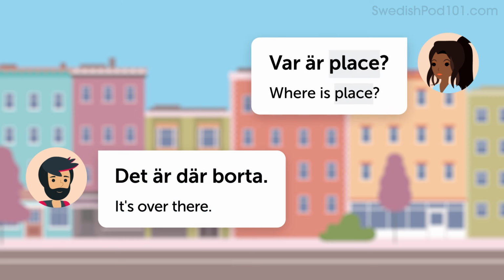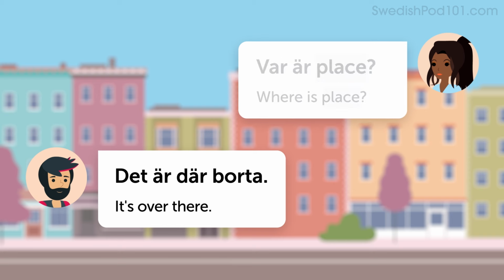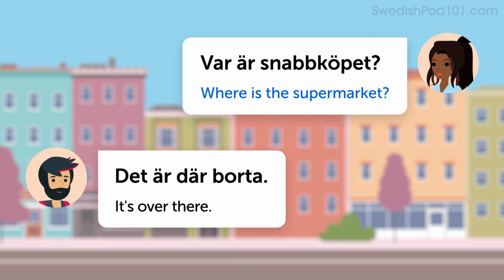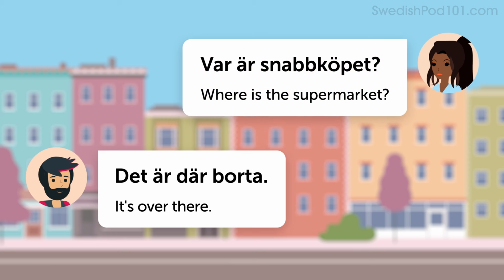First of all, you'll need to learn how to say, where is place? The pattern is, var är place. For example, where is the supermarket? Var är snabbköpet?